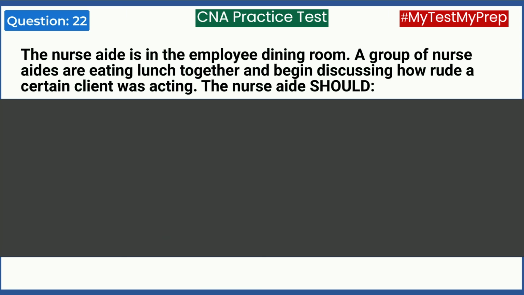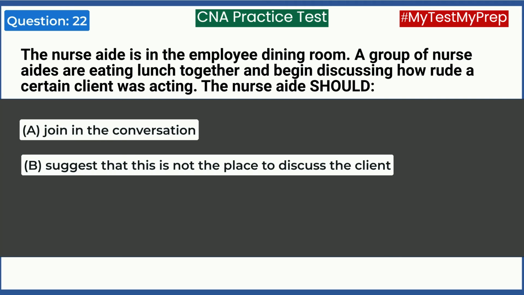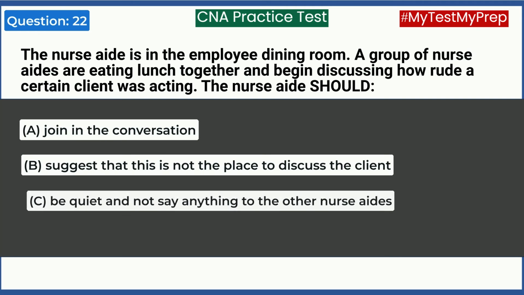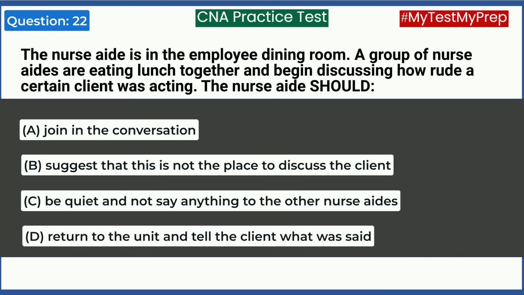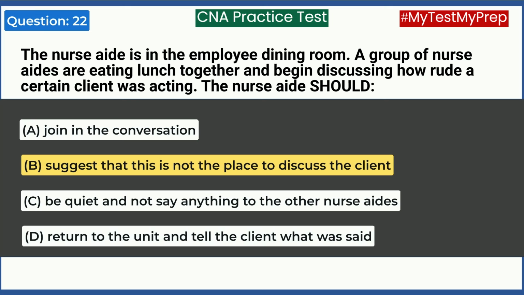The nurse aide is in the employee dining room. A group of nurse aides are eating lunch together and begin discussing how rude a certain client was acting. The nurse aide should: A. Join in the conversation. B. Suggest that this is not the place to discuss the client. C. Be quiet and not say anything to the other nurse aides. D. Return to the unit and tell the client what was said. Answer: B. Suggest that this is not the place to discuss the client.